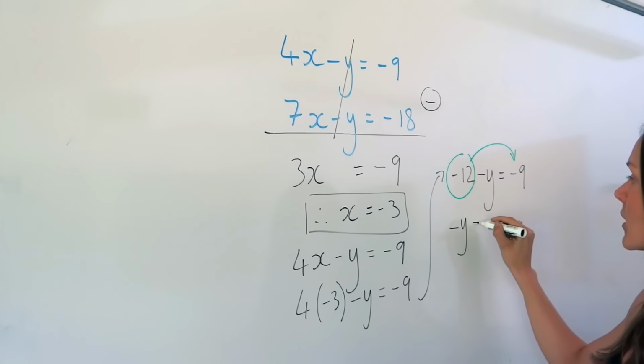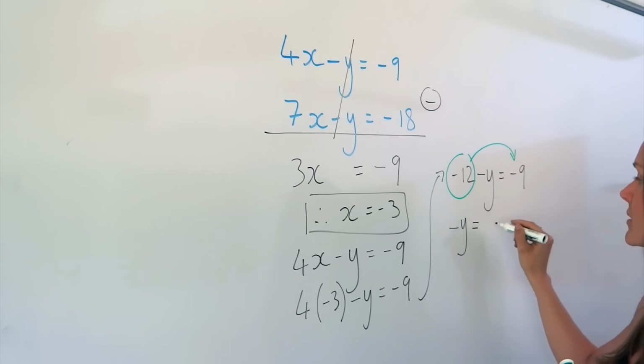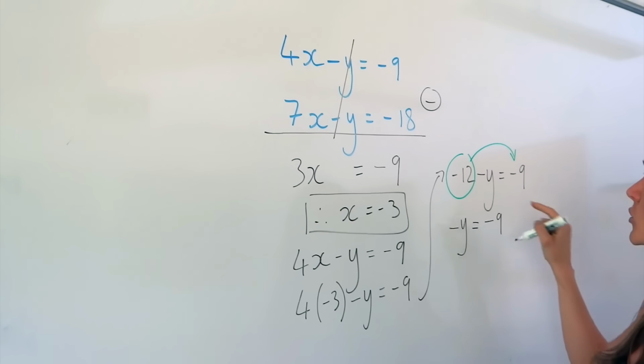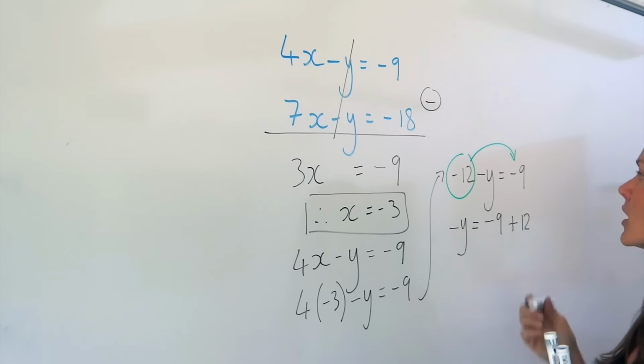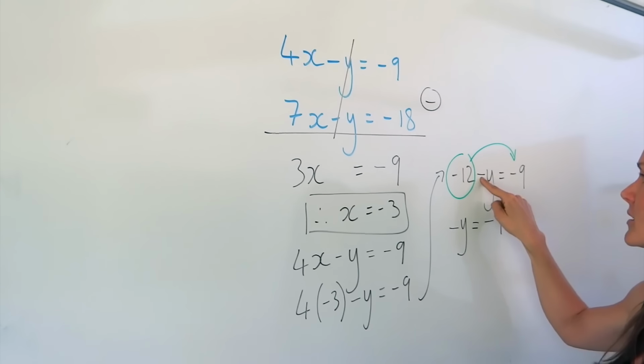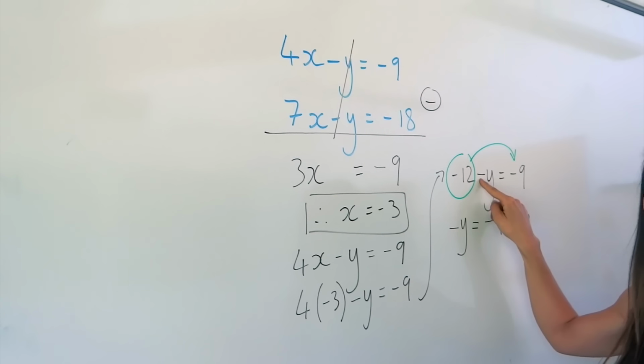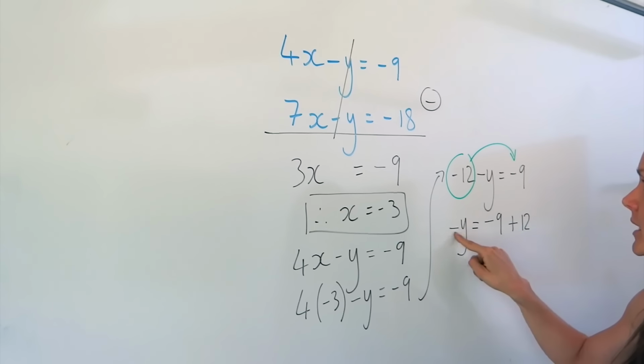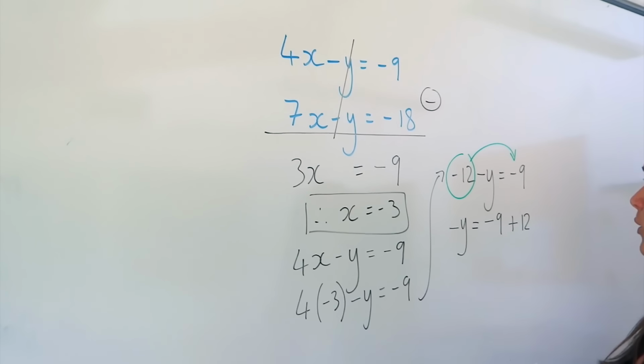Then I've got the equal sign. This didn't move, so this is still the same. And this changes to plus 12. Don't forget to write down that negative sign. Some people, when they do this, a careless error is just to forget the negative, but you need to keep that in the equation. So, negative y equals, well, minus 9 plus 12 gives me 3.